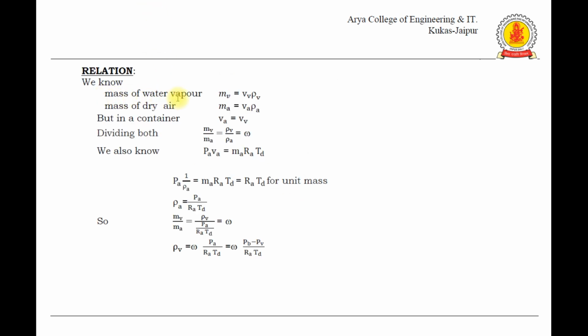Now we know the mass of water vapor is volume into density, same with the dry air. Now in a container, the volume will be taken the same for both quantities, and to find the mass of water vapor in unit mass of dry air, we will divide them both. Volume will be cancelled out, then we will get this quantity, and we will denote it with this symbol. We also know that PV is equal to mRT.